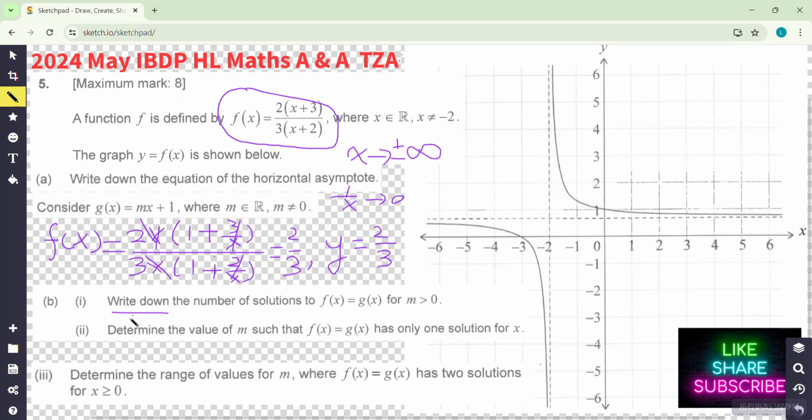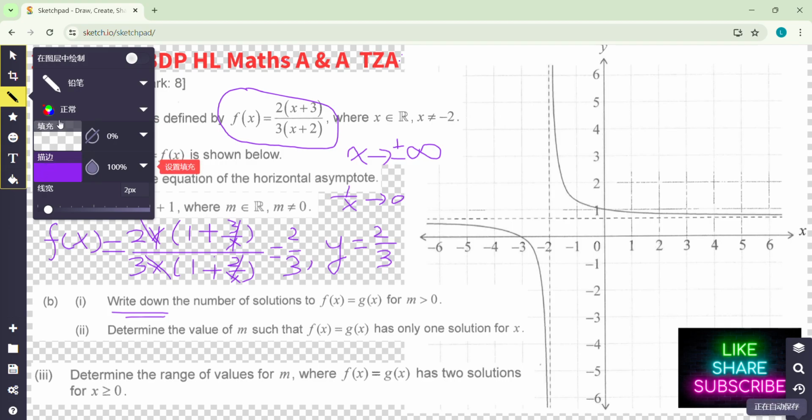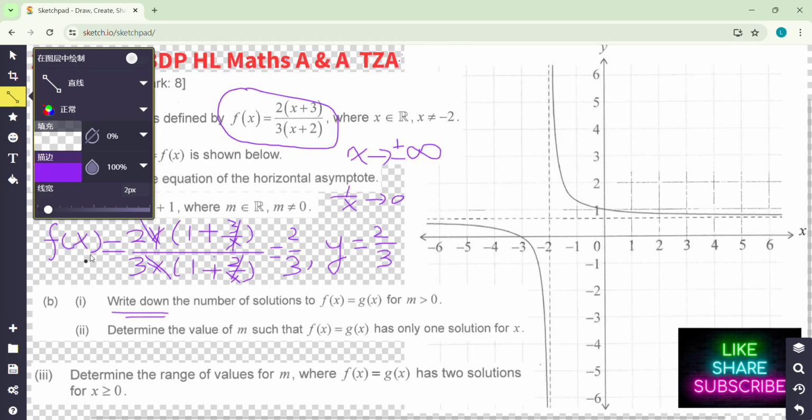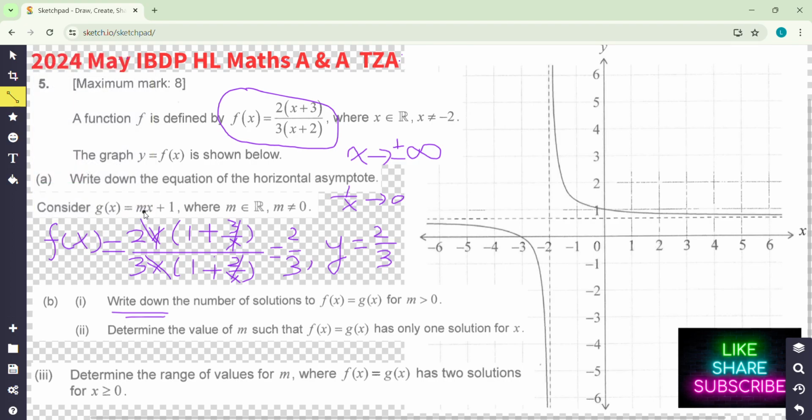And B1, okay, write down. Write down means just observation. Okay, we use a straight line to show you. It said that we have another function g(x) equals mx plus 1, so it is a straight line passing through the y-intercept 1. So here, okay, it said that if m is larger than 0, it means a positive gradient graph. Okay, write down the number of solutions of f equals g. It means the number of points of intersection between the straight line and the curve.